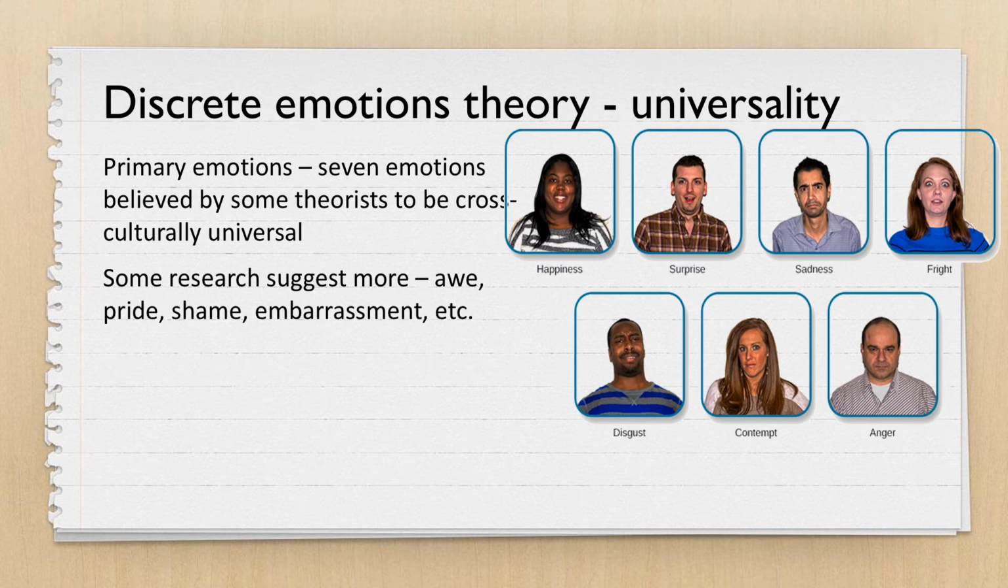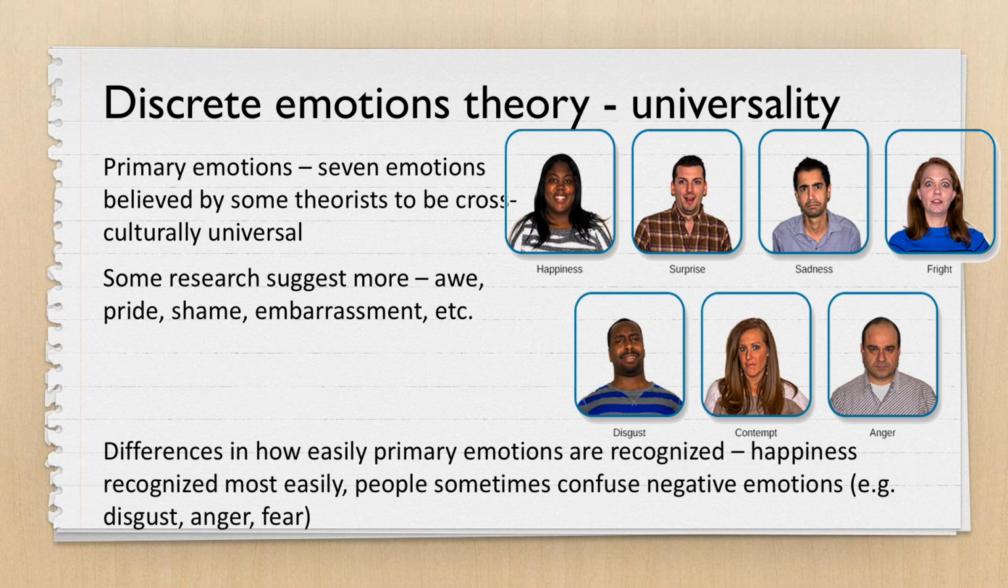There are a couple more that some researchers argue should be added, including awe, pride, shame, and embarrassment. Interestingly, there are some differences in how easily primary emotions can be recognized. Happiness is most easily recognized, and negative emotions are more difficult to recognize, like disgust, anger, and fear.